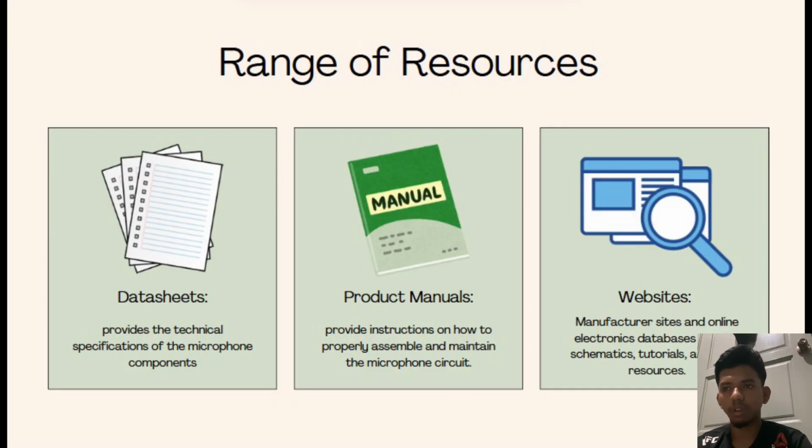The last one is website. What is a website? A website, like a manufacturer website and electronic component database, provides a wealth of information on each part used in the circuit, including how-to guides, circuit diagrams, and best practices. They help you find alternative components if needed, verify specifications, and provide access to user forums for additional troubleshooting.